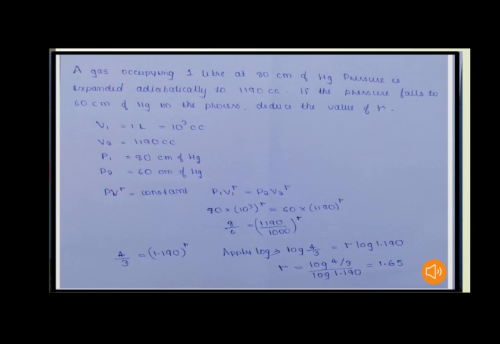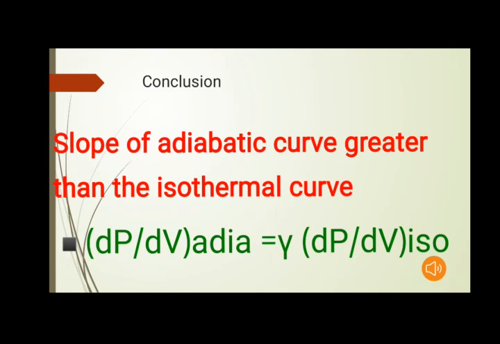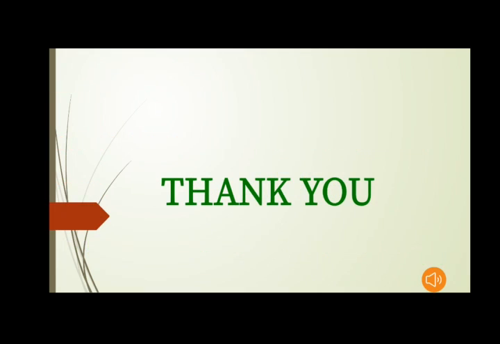So the slope of an adiabatic process is greater than the slope of an isothermal process. So we can say that the slope of an adiabatic process is equal to gamma times the slope of an isothermal process. So thank you.